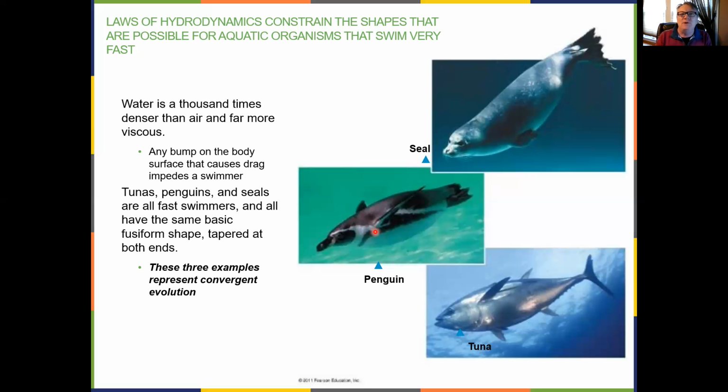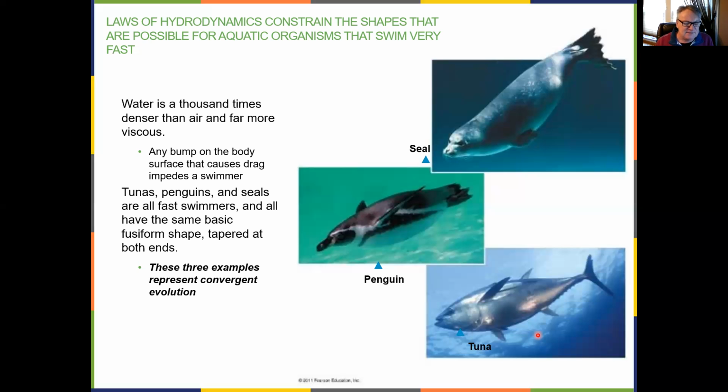And this is a unique solution to the problem for penguins, which are birds that moved back into the water, that live at least part-time in the water. Compare that with the tuna, which is a fish, which has ancestry that never left the water. Both the penguin and the seal have ancestors that used to live on land. And both the penguin and seal part-time live on land today, but they all have the same shape.